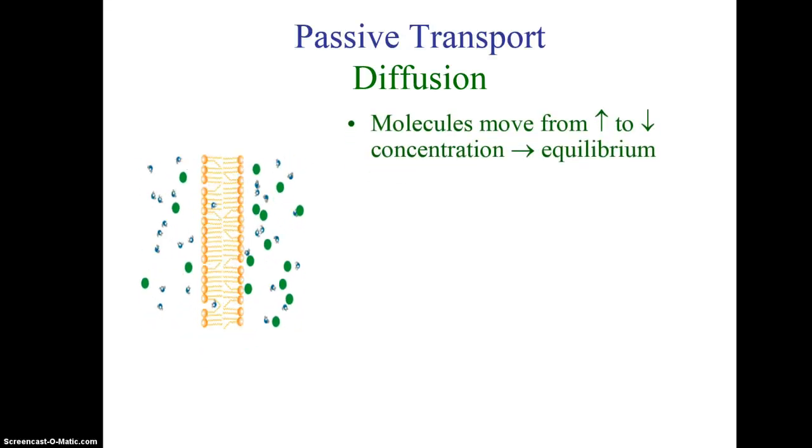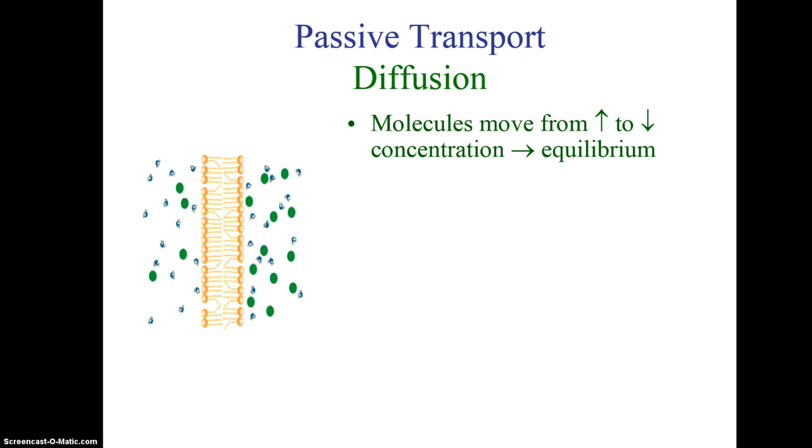Okay, so you can see some molecules in motion over to the left, or at least you could. When we're talking about diffusion, we're talking about molecules that move from high to low concentrations. They are trying to reach this equilibrium. Everything wants to be equal.